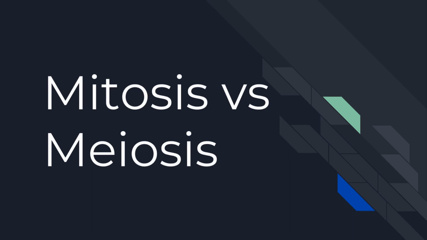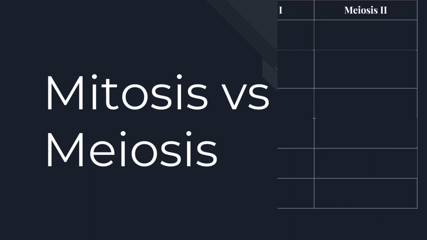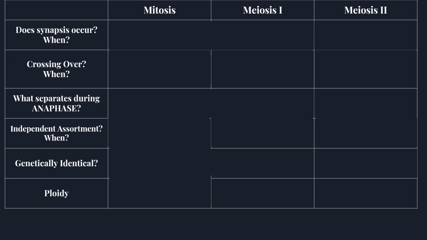All right, so now let's run through a quick comparison of mitosis versus meiosis. So, starting with synapsis, we're going to go through the different processes that occur in each one of these, but compare them going from one to the other. Sound good? So, in mitosis, first of all, does synapsis occur? And if it does, when does it occur?